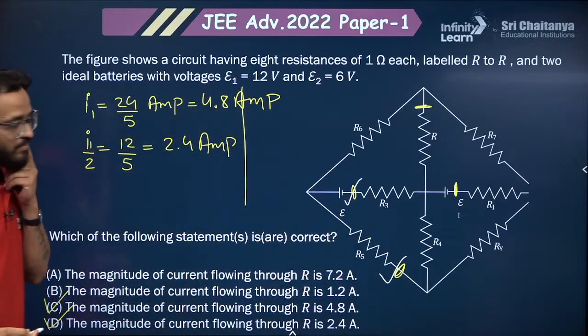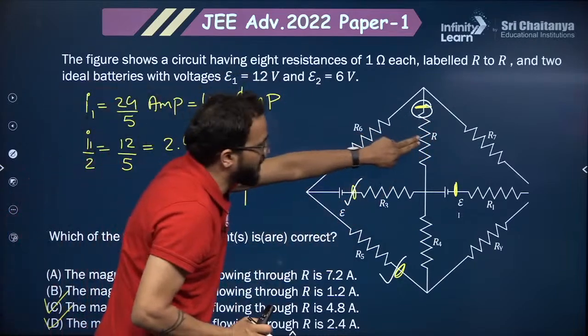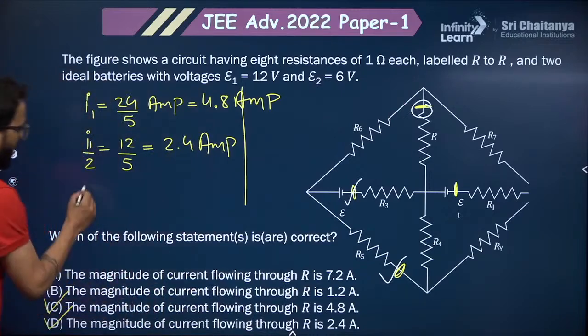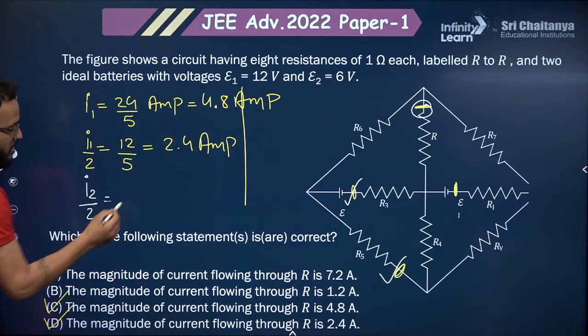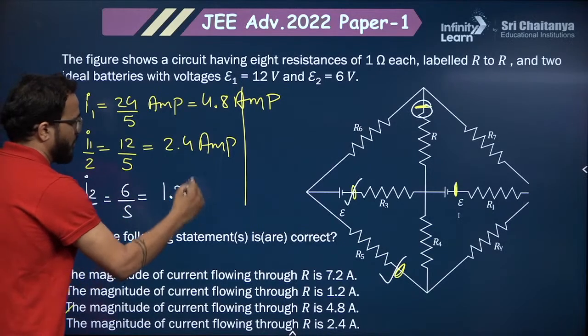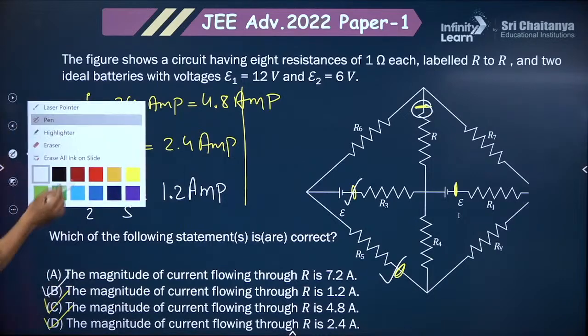Now what is remaining? Here, the current I2 was distributed in this resistance and this resistance. So single will be I2 by 2, right? I2 is 12 by 5. So it will be 6 by 5 or 1.2 ampere. Again, it will match with this option. So B option is also correct, right?